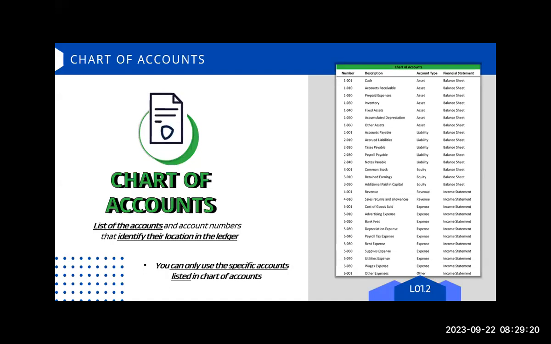Right? So, like what I mentioned, if instead of utilities expense the chart of accounts says Meralco expense, put Meralco expense, even though it's kind of weird for you, because that's what is written in the chart of accounts.